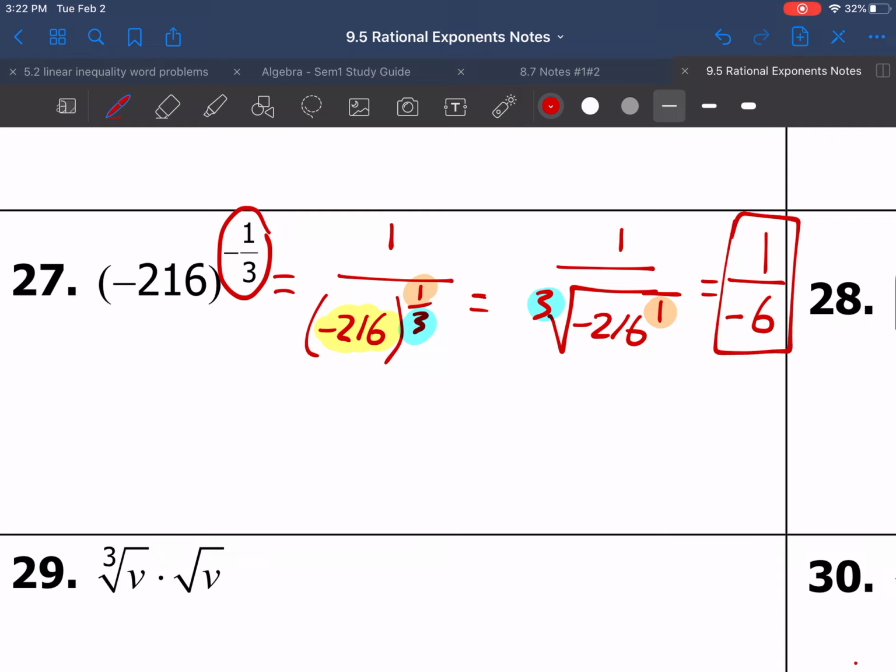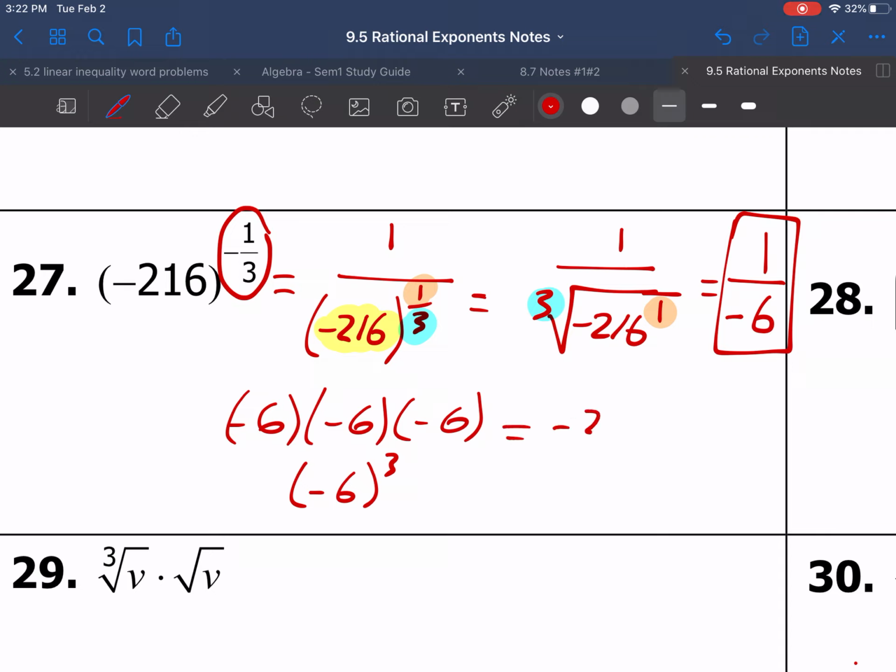So it's like what can be multiplied by itself 3 times to get negative 216, and of course this answer is 1 over negative 6, right? Because think about it this way. If I took a negative 6 and multiplied it by a negative 6 and multiplied it by a negative 6, this is essentially negative 6 cubed, which equals negative 216. So that means that the cube root of negative 216 has to be negative 6, right? Because it multiplies by itself 3 times. So that's another good example there.